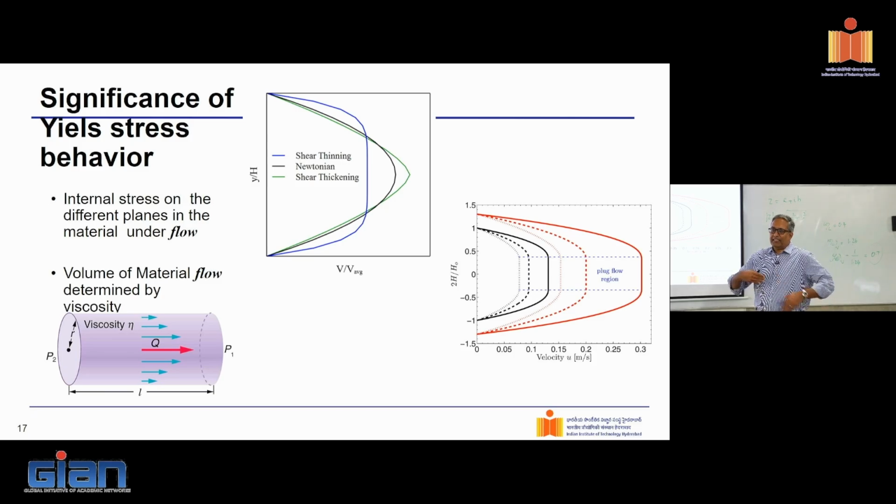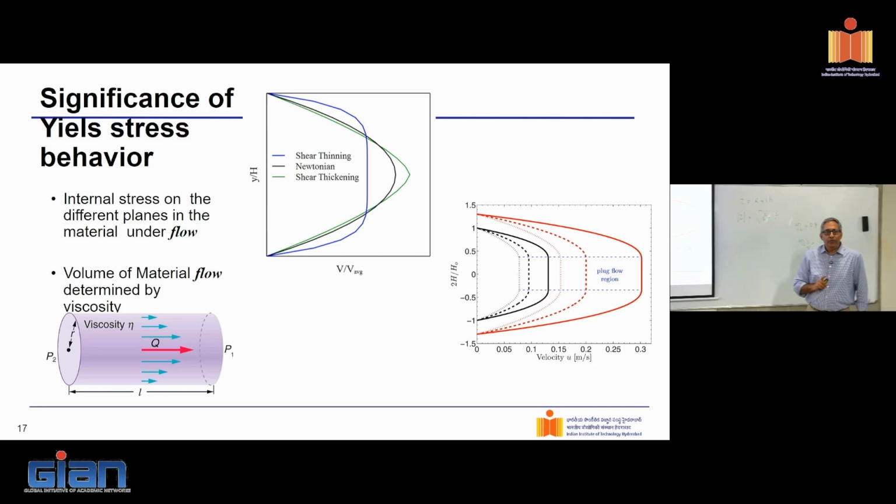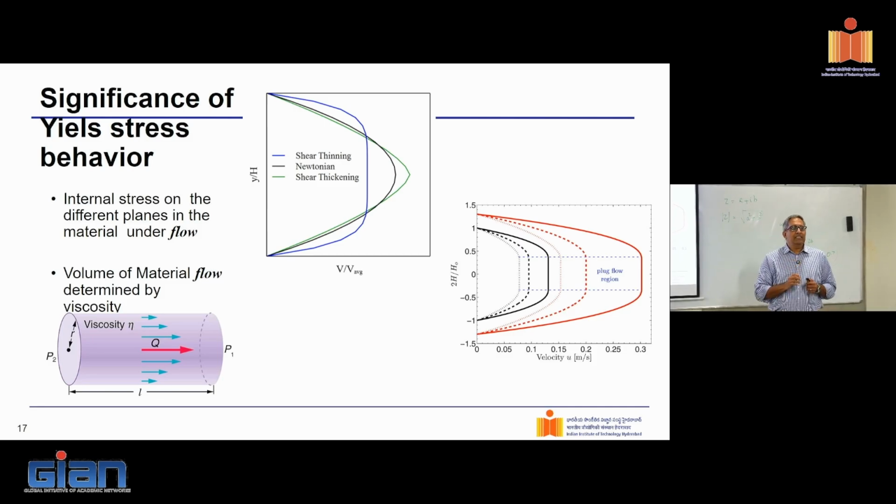Where is the maximum pressure felt? Right at the edge. That's where the shear stress would be the highest. Right at the diameter of the pipe. Right. Now, why is this of consequence? Suppose I told you that the material has a finite yield stress.